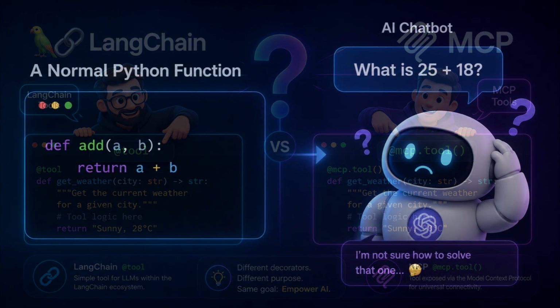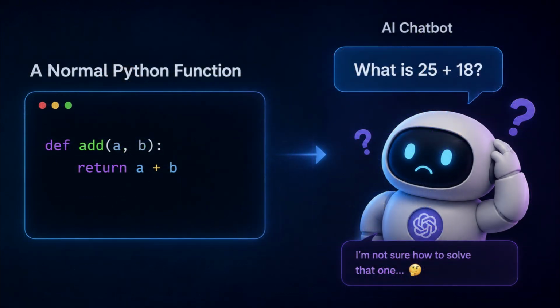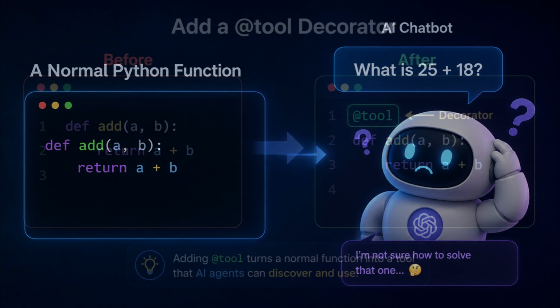If you've started building AI agents, you've probably seen both @tool and @mcp.tool. They look almost identical, but they solve completely different problems. In this video, I'll explain what each one does, how they work behind the scenes, and when you should use each. By the end, you'll clearly understand the difference.